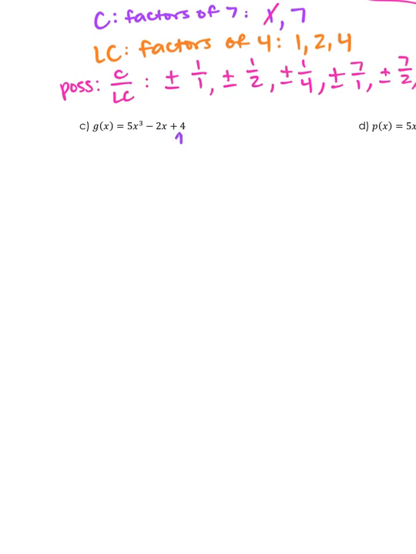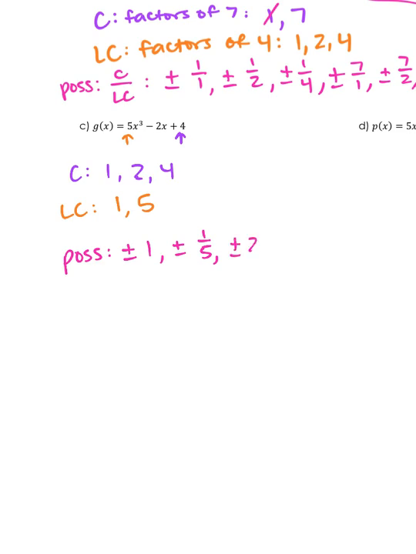All right, for C, my constant is 4. So I've got factors 1, 2, and 4. My leading coefficient is 5. So my factors are 1 and 5. So my possible answers: plus or minus 1, plus or minus 1 over 5, plus or minus 2, plus or minus 2 over 5, plus or minus 4, plus or minus 4 over 5.